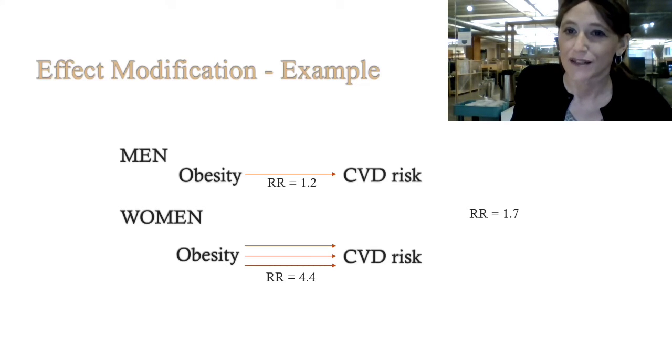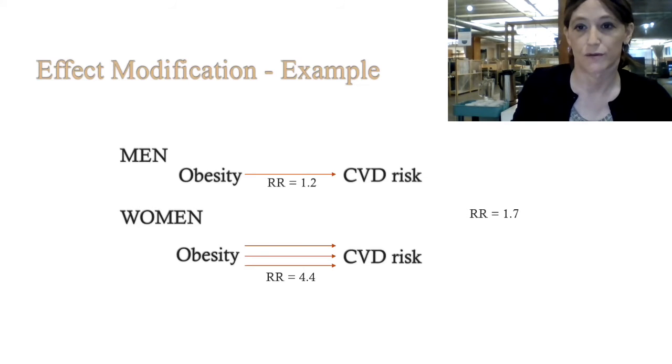So again, confounding is when one variable explains away another variable. Effect modification is when there's differences across, let's say, categories of another variable, and it's actually something that's very interesting to us.